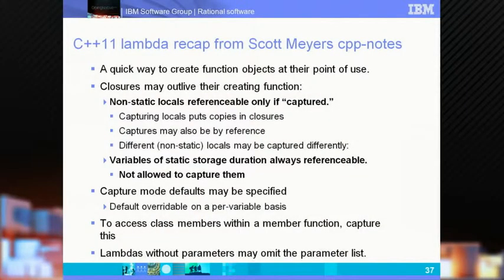I think he abstracted out most of the rules pretty well. A lambda is basically a quick way to create a function object at the point of use. Closures can outlive their creation function, so non-static locals are referenceable only if you capture them. Variables that have static duration are always referenceable, and you're actually prohibited from capturing them. You can select the capture mode defaults as I've specified here. You can access class members within a member function through the implicit capture of this. Lambdas without parameters may omit the parameter list.